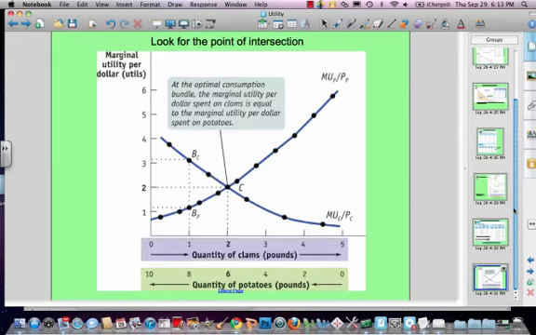Put that on a graph, and you can see, again, being very careful to look at quantity of one product going this way and quantity of the other product going that way, the optimal consumption bundle: the marginal utility per dollar spent on clams is equal to the marginal utility per dollar spent on potatoes. So that point of intersection right there is the bundle, or the combination of products, that we want to consume. In this case, 2 pounds of clams, 6 pounds of potatoes. A lot to get through in one night.